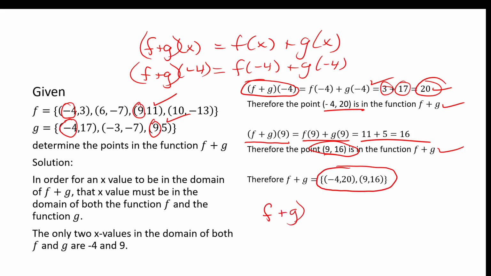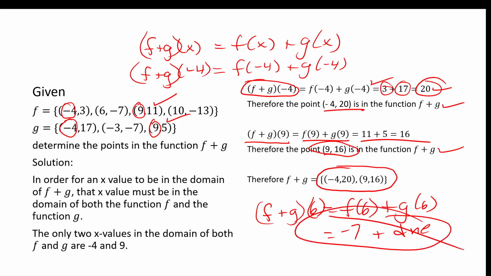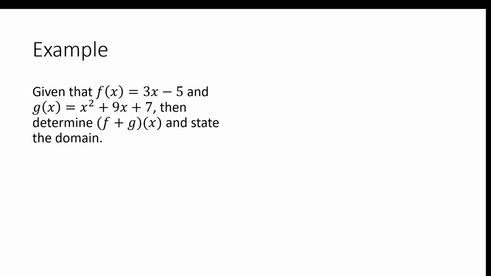Now you might be thinking, well, what about f plus g of 6? If f plus g of 6 existed, then it would be equal to f of 6 plus g of 6. Well, f of 6 is -7, but g of 6 does not exist. And so you cannot add these two, so f plus g of 6 itself doesn't exist.